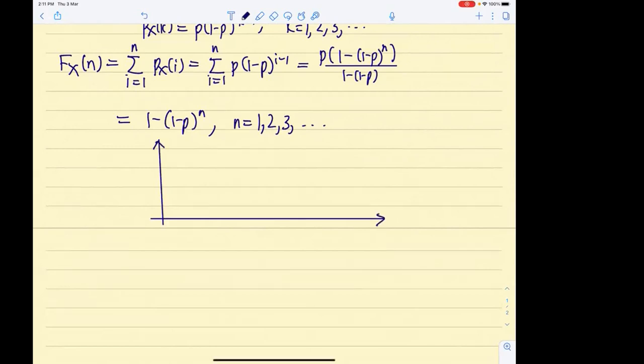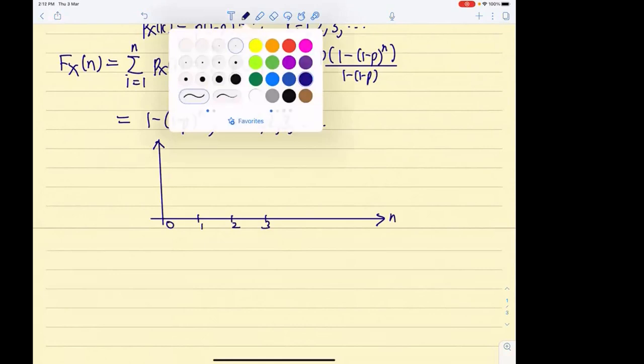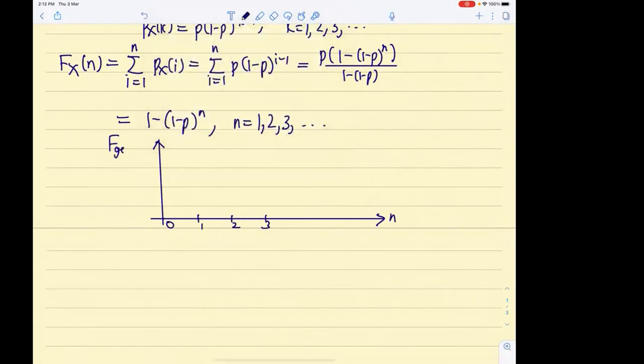Right, so this is n, and this is 0, 1, 2, 3, and so on and so forth. Now, this is my geometric random variable, f geo n. Okay, now how does this look? Well, on the left-hand side, it's exactly equal to 0.